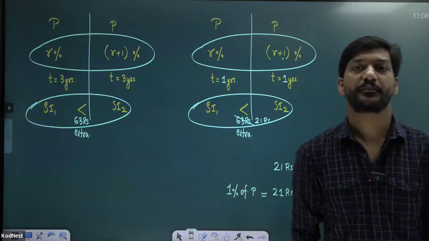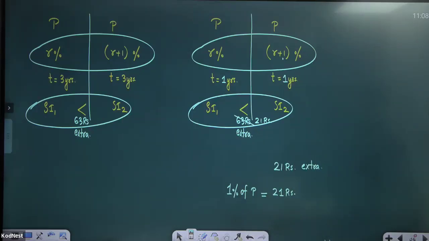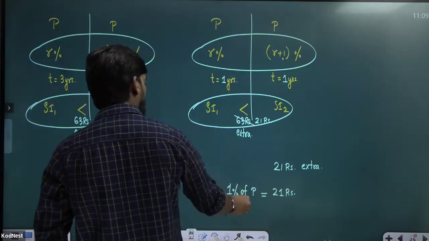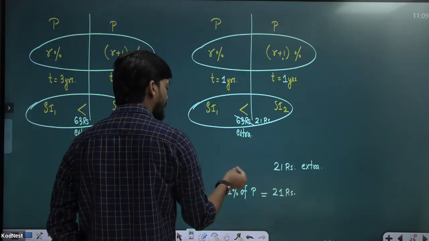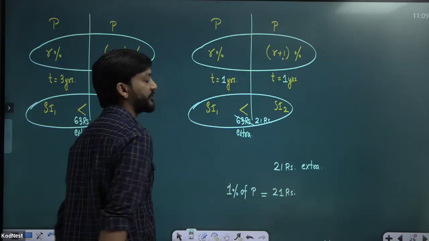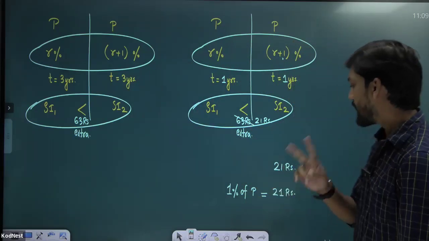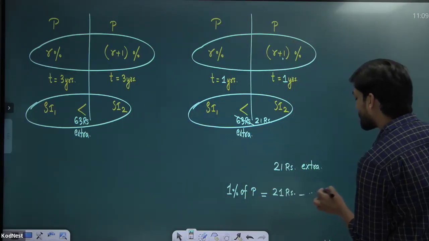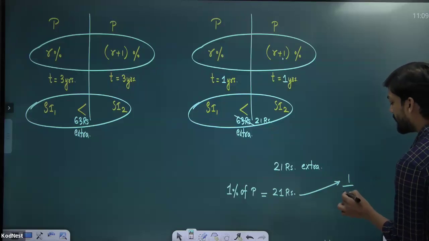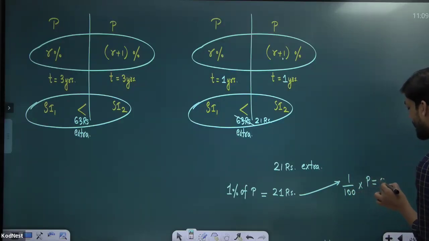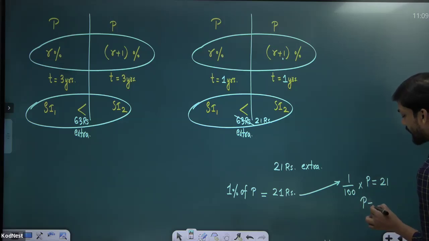Please answer that. Here, please see. 21 rupees, equate it with its reason. 21 rupees, why? Because of 1% of the principal extra. Once we have equated, there are two ways. One way is this: 1% of means multiply, so 1% of P equals 21. So P equals 2100.